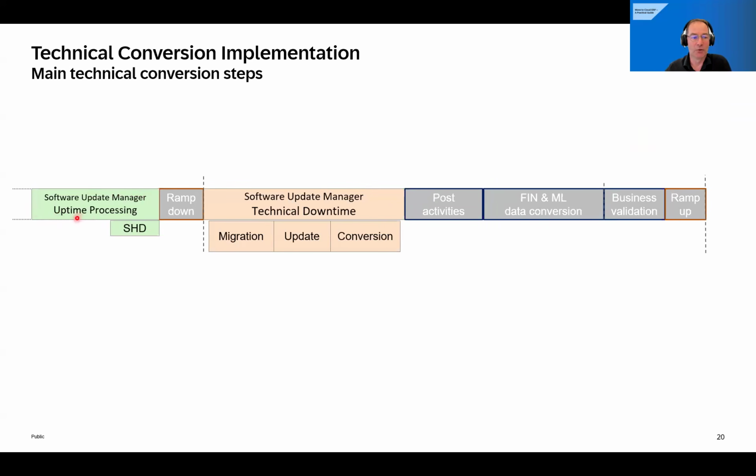We see here in green, there's a pre-processing or uptime processing. Uptime means end users are still working on the system. This phase is much longer than shown here.